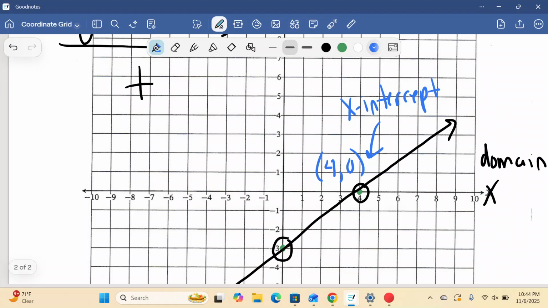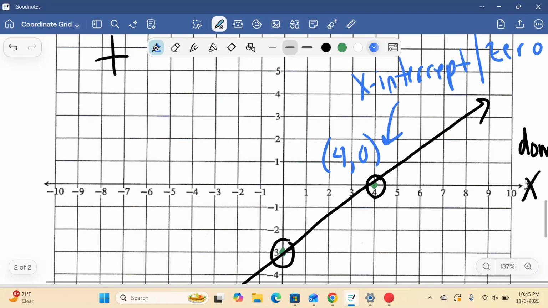It is where the line, or the linear line, any type of figure, whether it be a quadratic, a U, or any type of exponential, any type of equation, passes the x-axis. That's called your x-intercept. Another word for the x-intercept is also your zero. So you can say, okay, my zero is 4, or my x-intercept is (4, 0). Then we're dealing with another ordered pair.